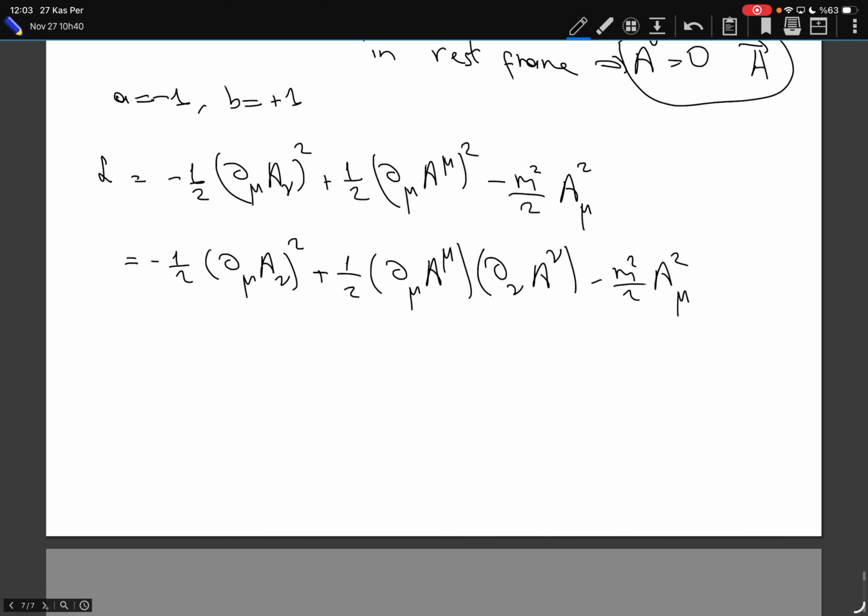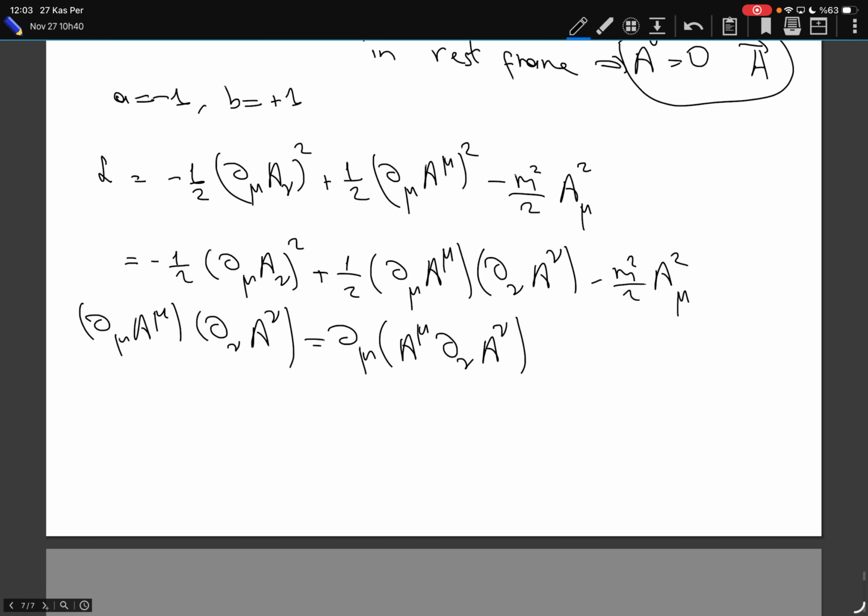So let me first try to write this slightly differently. I will try to change the second term to a form that will be somewhat more familiar, but probably will confuse you even further. This is equal to del mu a mu del nu a nu minus a mu del nu del mu a nu, which is, well, let me keep the first term.